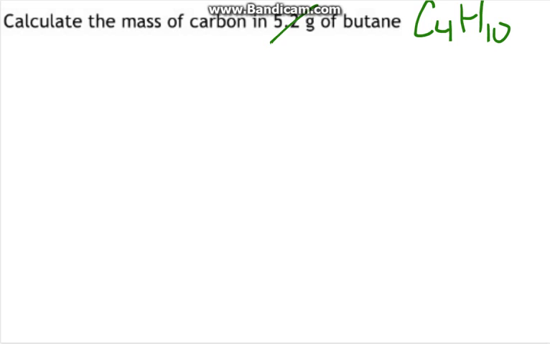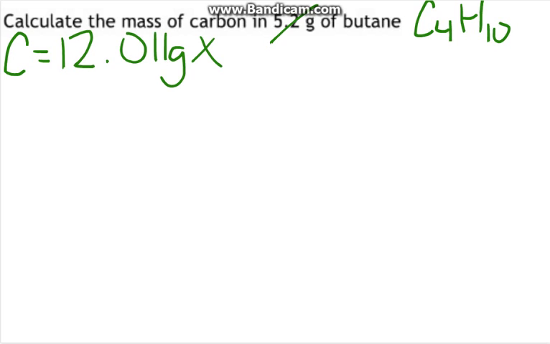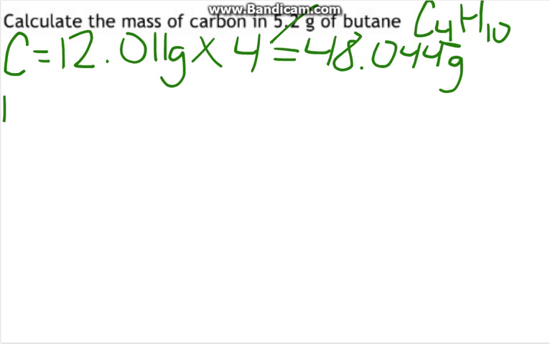So just like the last one, we need to find the molar mass of our whole compound. So we have carbon. Carbon's molar mass, after you look it up on the periodic table, you will find to be 12.011 grams. And how many of those do we have? We have 4. So when we multiply that together, the molar mass of carbon in our compound is equal to 48.044 grams.